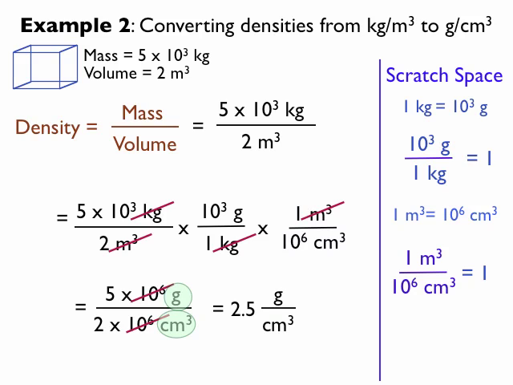Stepping back to review, we found that the density of a box with a mass of 5,000 kilograms and a volume of 2 cubic meters is 2.5 grams per cubic centimeter.